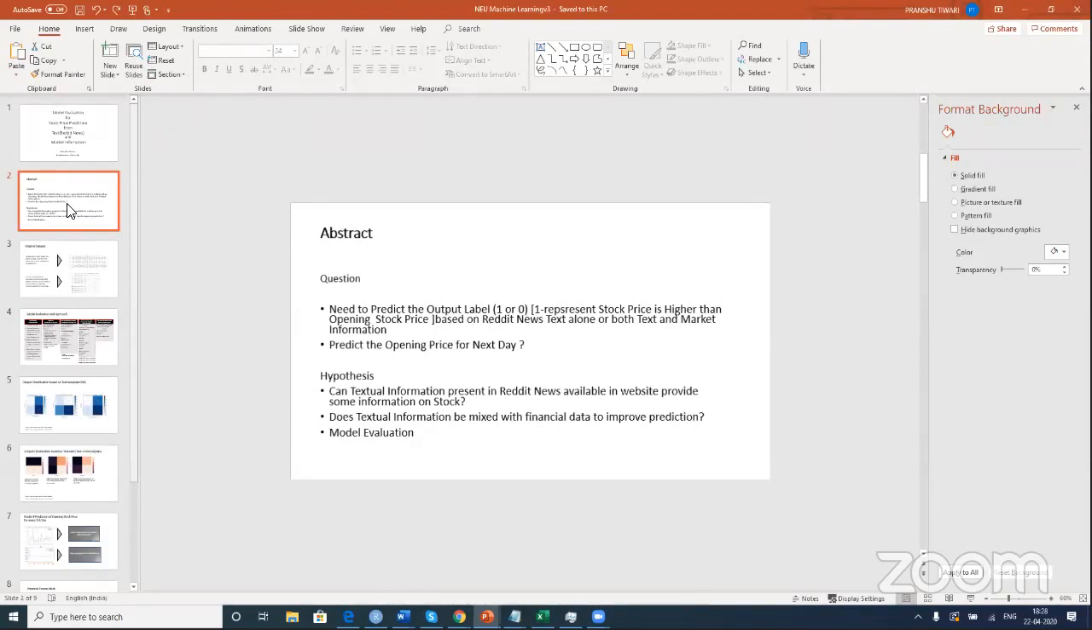And I was just thinking, is it possible to have both of them together? That means the concomitant coexistence of textual information and market information. Would it be useful?